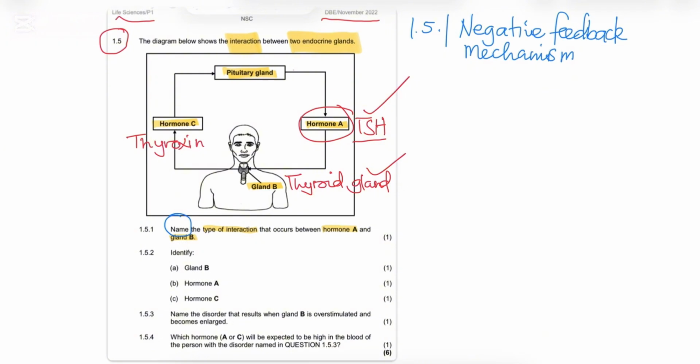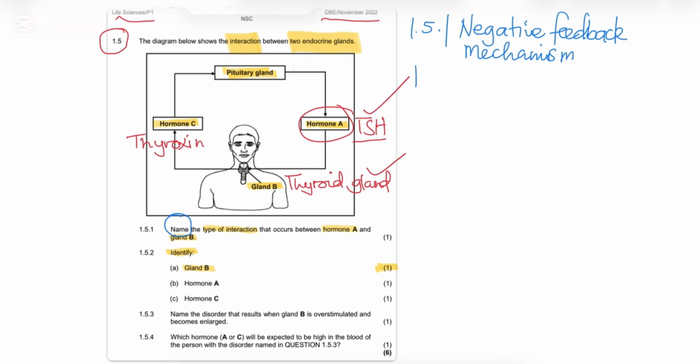1.5.2. Question 1.5.2, right? It is asking us to identify. So we are identifying. What are we identifying? We are identifying gland B, and this is worth 1 mark. So we're just going to write one thing because it is asking us to identify gland B. In other words, the examiner is asking for the name of gland B. And from our analysis of the diagram, we've already identified gland B. So we simply go back to our diagram and we get the answer. So gland B is the thyroid gland.